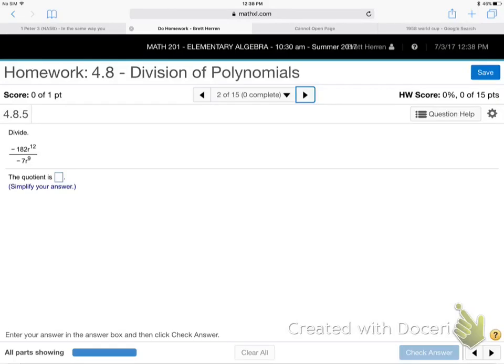Okay, so minus 182 r to the 12th over minus 72 r to the 9th. Get that right? Yeah. Or minus 7 r to the 9th, yeah. So, okay. So what's the deal with divide? So now we're in dividing. What's the deal with dividing fractions?